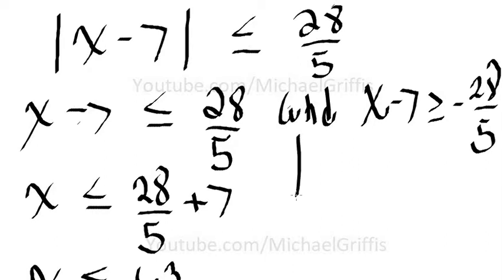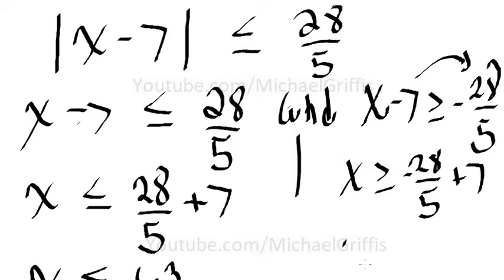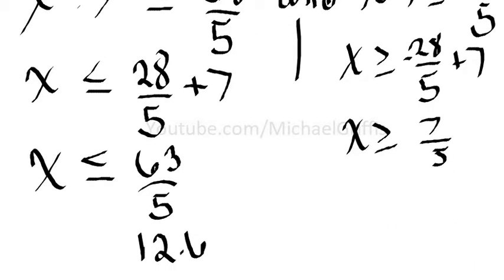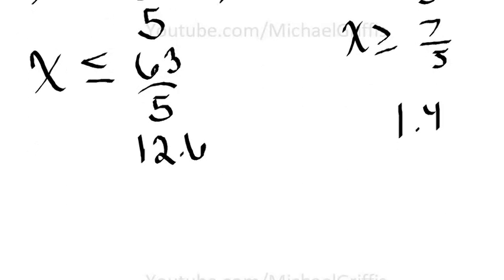Okay, bringing the and down. So we have x minus 7 is greater than or equal to negative 28 over 5. Bring the 7 over to the right, makes it a plus 7. So we have x is greater than or equal to 7 minus 28 over 5, which is going to give us 7/5, or I think 1.4, something like that. All right, now remember, and it's a big deal.